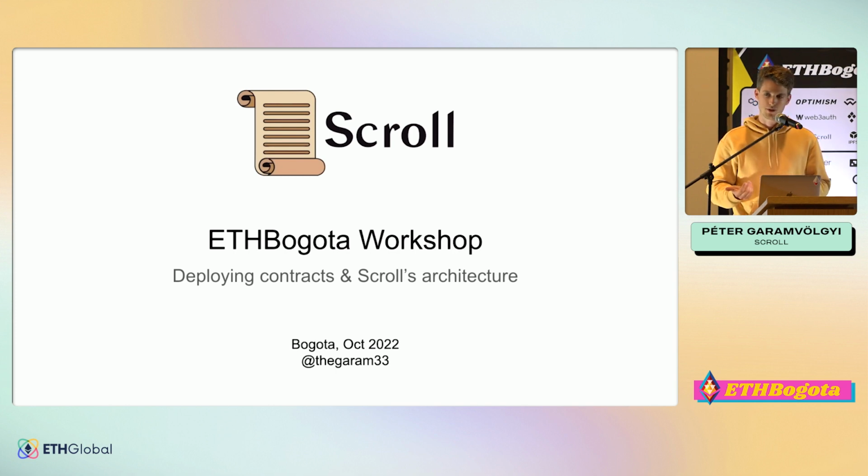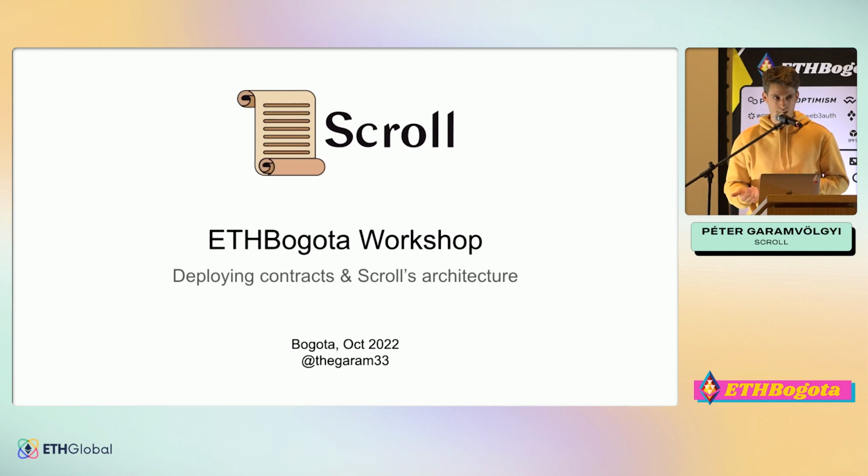And what is it? So Scroll is a layer 2 to Ethereum, and it's a ZK EVM based layer 2. So our goal is to scale Ethereum. So we want to have more transactions, lower fees, while we maintain the same level of security as layer 1. So it's a ZK rollup.